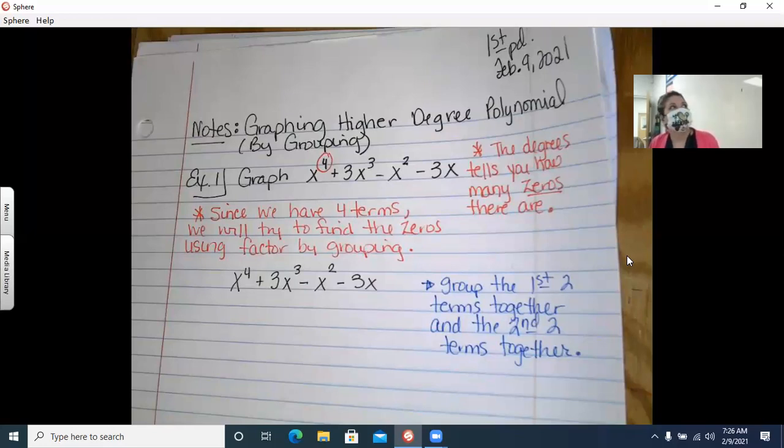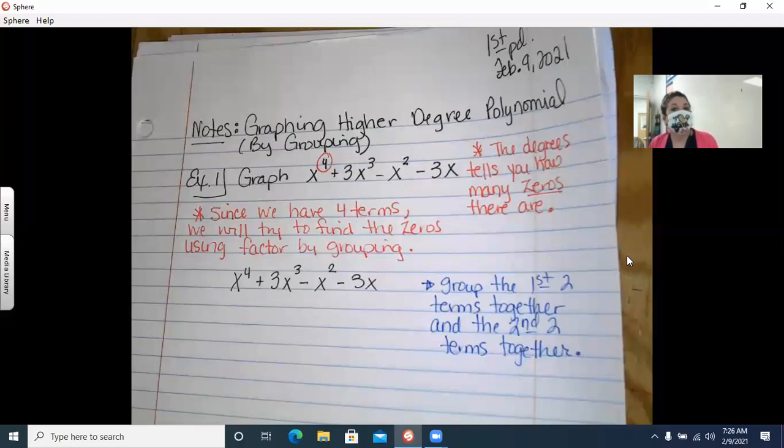Okay? And there are different methods, because different polynomials you have to factor in different ways. You just have to look at the polynomial and determine, okay, what am I going to try to do to solve for the x's? You've got to know what the x's are, because that's where the graph crosses the x-axis, and that's one of the most important parts of the graph.